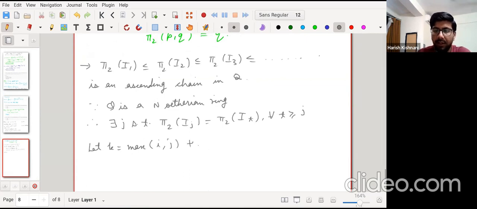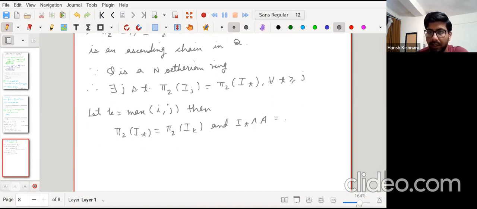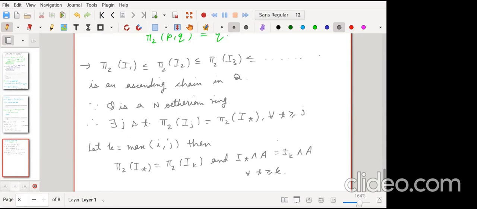Then after K, what happens? They both are stabilized. Pi 2 of IT is equal to pi 2 of IK, and IT intersection with A is equal to IK intersection with A for all T greater than or equal to K. Okay? Is it clear? Yes, sir.